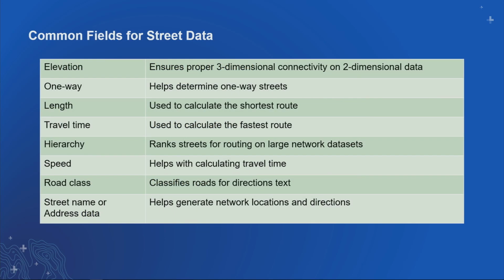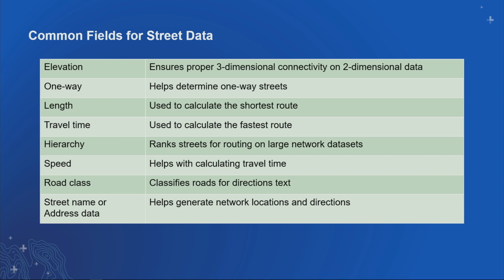There's also some very common fields that you can have in street data, and I want to cover a few as we go in. One being elevation. So if you have two-dimensional data, you can do three-dimensional routing with building levels or overpasses and underpasses. And so elevation fields can help establish this connectivity in 3 dimensions. You have one-way fields, which can tell you whether or not this street is a one-way road, which is important, that you can't travel in both directions. And I'll show you how we configure that in a little bit.